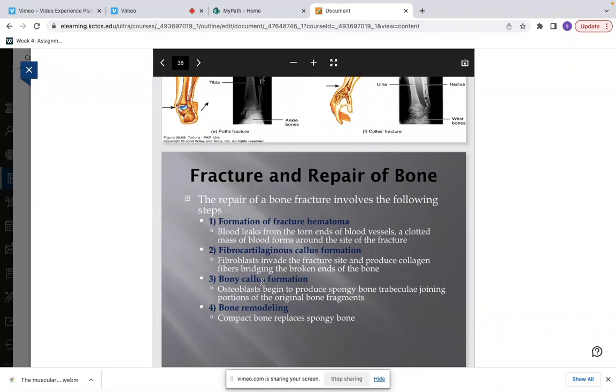Okay, you form this fracture hematoma, which is basically just this collection of blood, right? It's like a bruise on the bone. Then there's fibrocartilaginous callus formation. Cartilage forms, then it becomes replaced by bone, and then eventually bone remodeling is the final stage. Compact bone replaces this spongy bone.